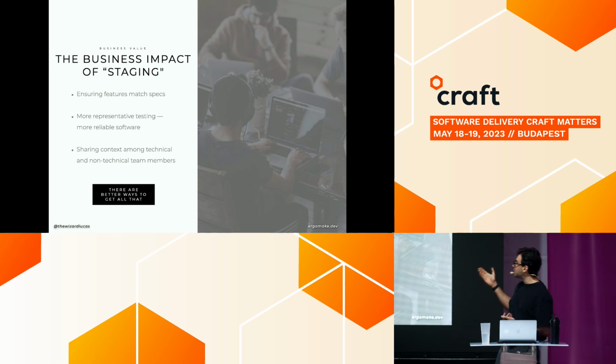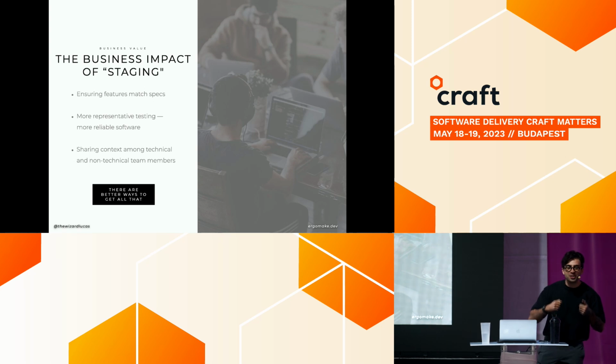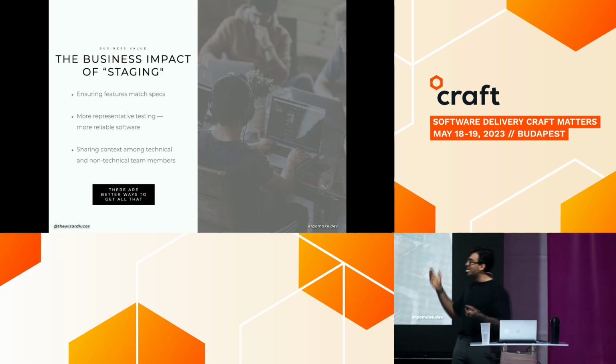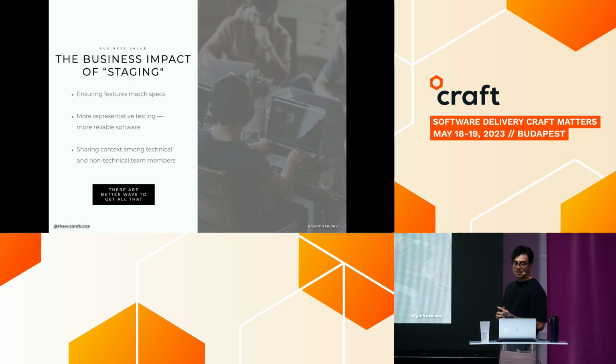So ensuring features match specs, also from a non-technical perspective, is important to avoid breaking main. The other thing is to do more representative testing, more reliable software. This is where many of you may have seen people saying, we need to make staging just like production. And then you miserably fail at that, just like everyone else does, because it's pretty much impossible, and I have a strategy to work around that, as you see today.